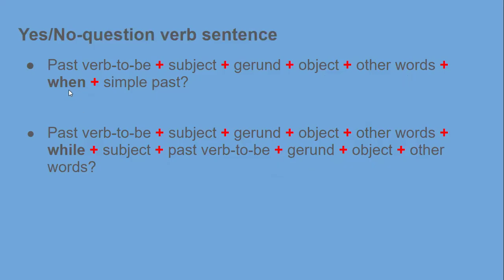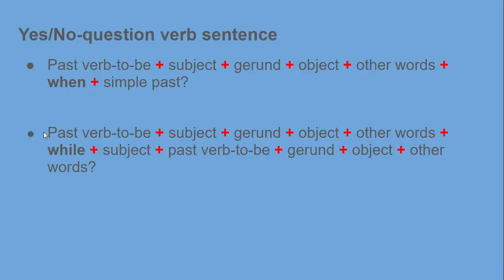Then you connect the simple past, which is the second action that interrupts the first action, by using when. So in this case, this is if we have an interrupting action.